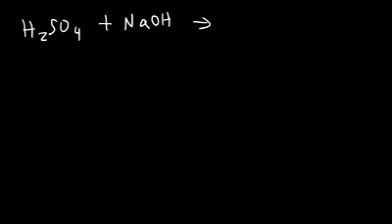Let's try another example. This time, it's going to be an acid-base reaction. So we have aqueous sulfuric acid reacting with aqueous sodium hydroxide. Predict the products of this reaction, balance the formula equation, write the total ionic equation, and then the net ionic equation, and also identify the spectator ions. Feel free to pause the video if you want to try this.